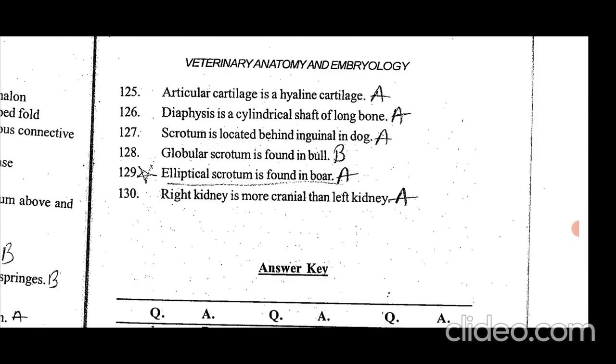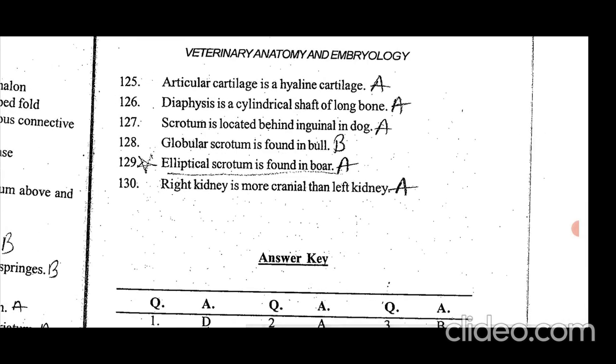Articular cartilage is a hyaline cartilage, and the nictitating membrane is also a cartilage. Diaphysis is the cylindrical shaft of a long bone. The shaft of the ossa longa, or long bone, is called the diaphysis. It is cylindrical in shape. The short bones are known as ossa brevia. Articular cartilage is a hyaline cartilage.